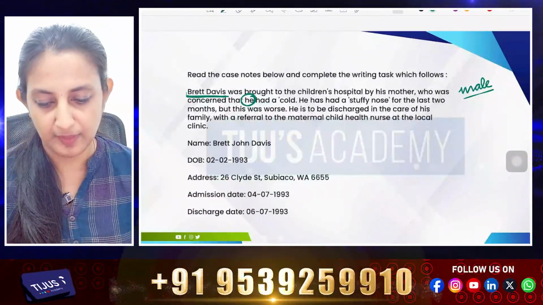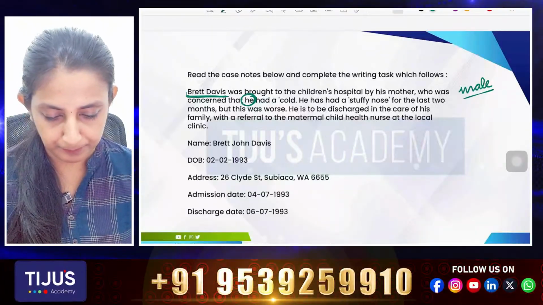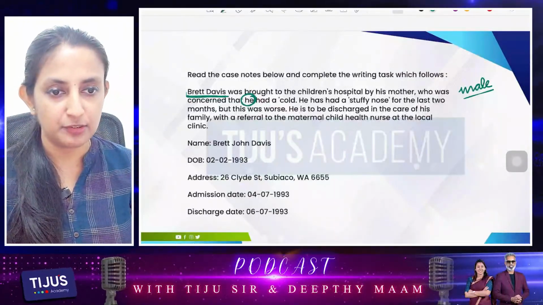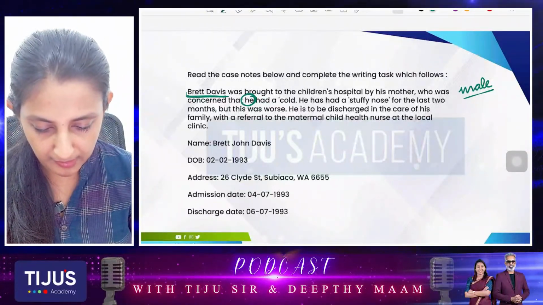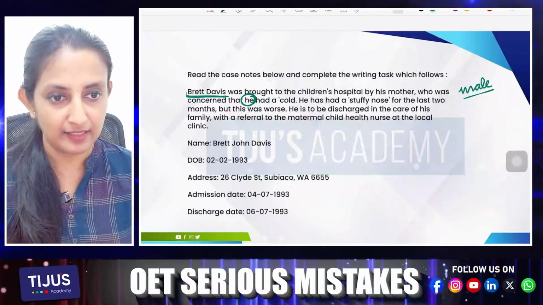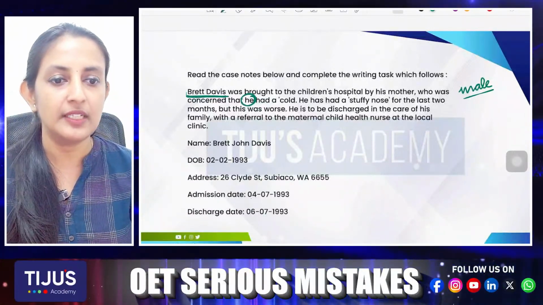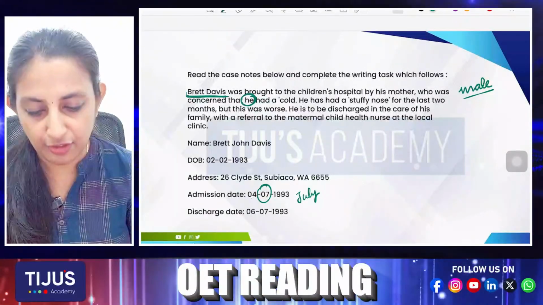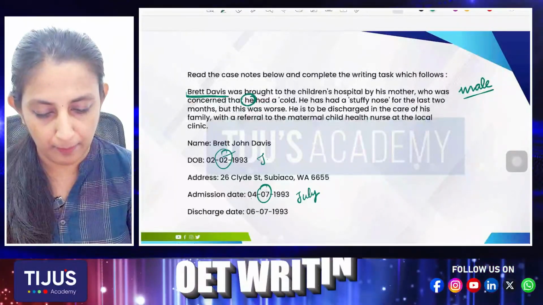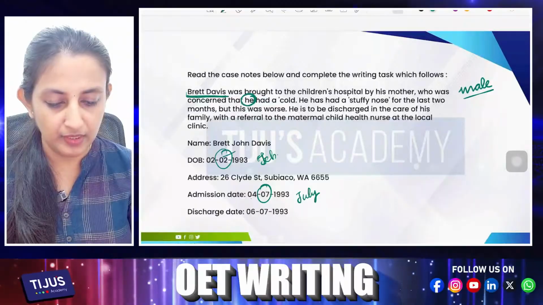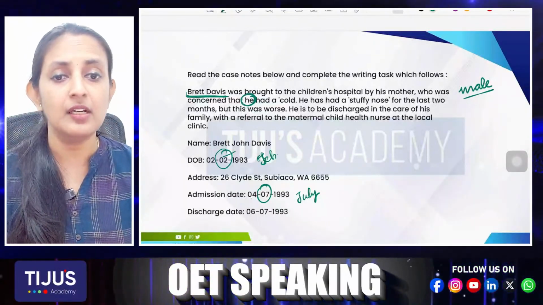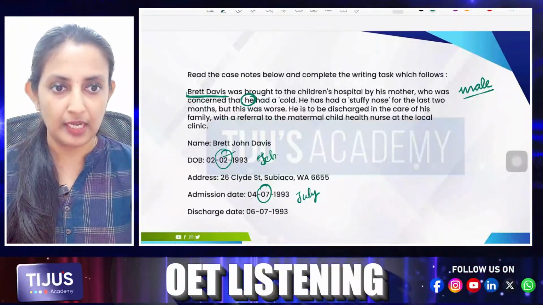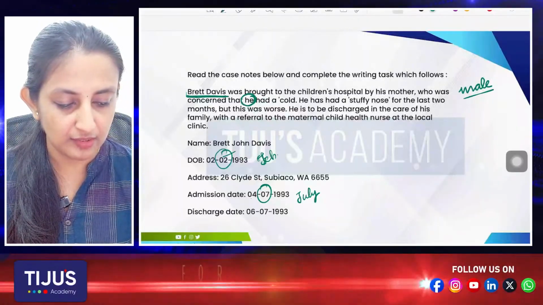The name of the patient is mentioned there, and the date of birth is also mentioned, and address, and admission and discharge date have also been mentioned. So what is the admission date? 4/7/1993. So this is going to be an old case, 4/7/1993, which means this is going to be July. And the date of birth is February 1993. So the baby is a few months old, not even one year old, and the gender is male.